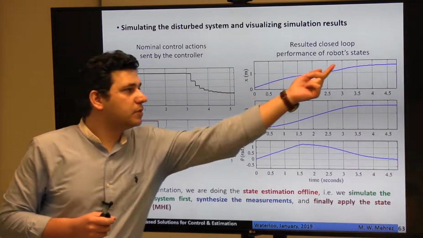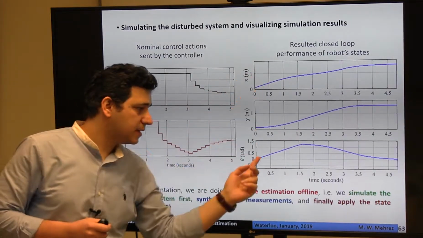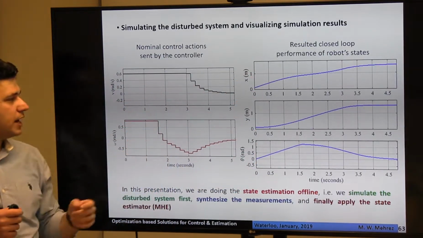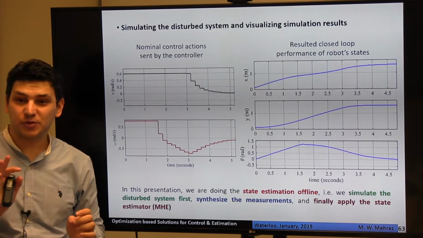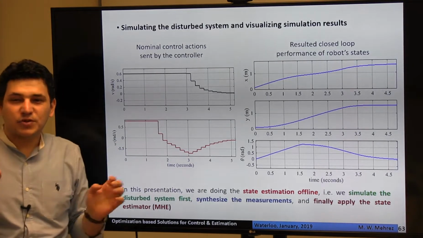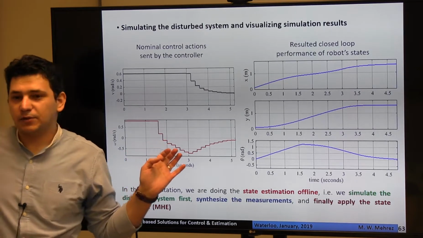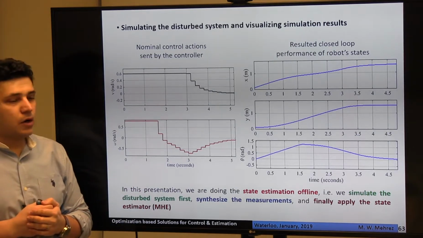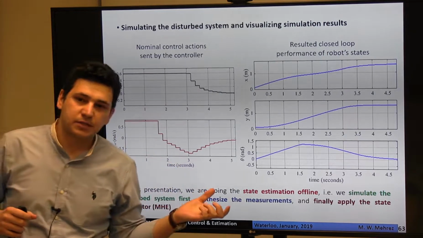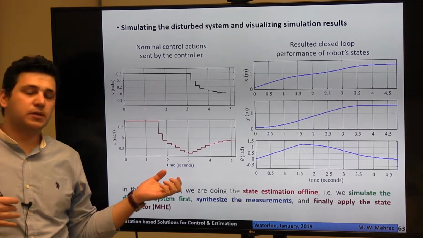These are the states x, y, and theta, and these are the control actions. These are the nominal control actions and not the disturbed control actions, right? Because now I don't know what the disturbed control actions are, and I would like to actually estimate them later, right? Okay, so now we did our closed loop simulation for a disturbed model.